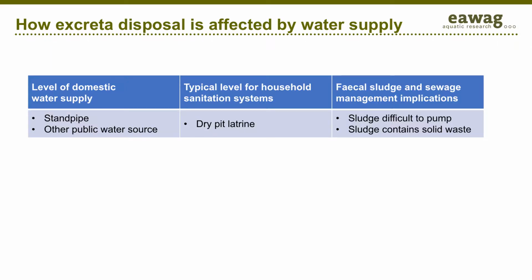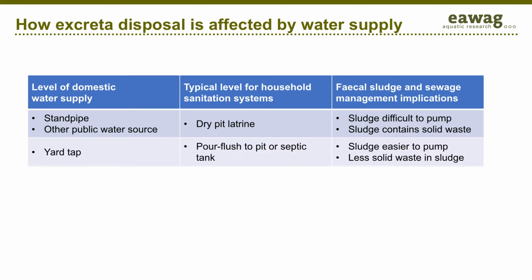Now, the level of domestic water supply has a direct influence on the user choice of technology for excreta and greywater disposal. For example, a household that only has access to a public tap for domestic water supply would usually have a dry pit latrine. This has implications for fecal sludge management, as the sludge may be very difficult to pump out, and the pit is likely to contain some solid waste.